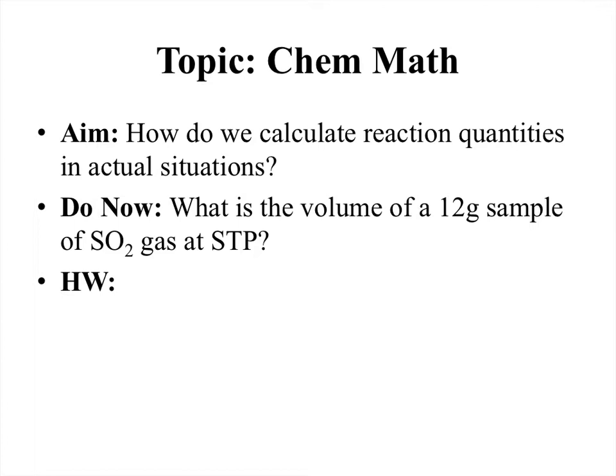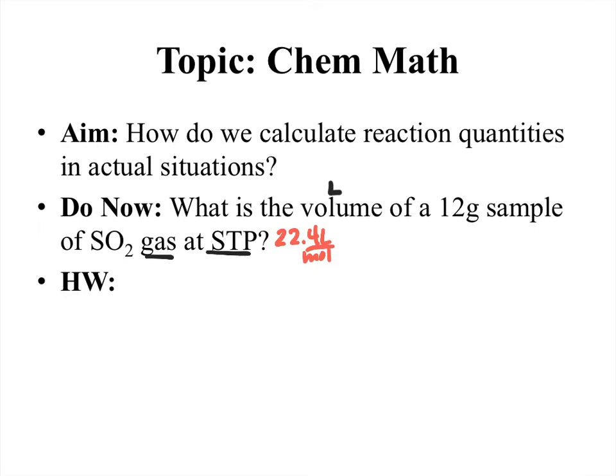So we've done a lot of different factor label conversions, both standalone mole calculations as well as stoichiometry problems. Now we're going to see what happens when we involve actual quantities of substances and how they interact with each other. So just as a quick review, this do now question, what is the volume? So we're looking for liters of a 12-gram sample of sulfur dioxide gas at STP. So anytime you have a gas at STP, you need to remember our magical number of 22.4 liters per mole. That could be used as our conversion factor.